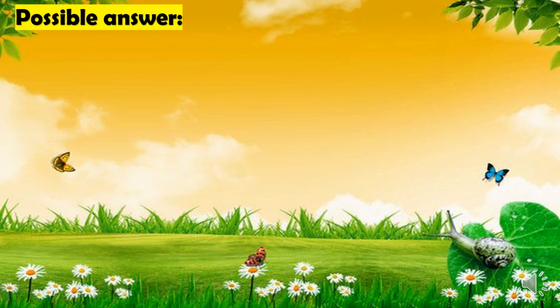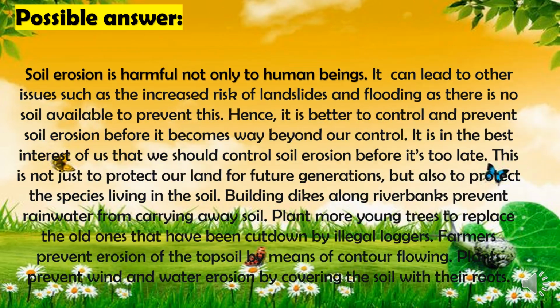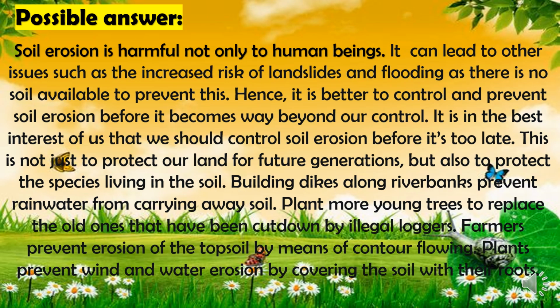And here is my possible answer. Soil erosion is harmful not only to human beings, it can lead to other issues such as the increased risk of landslide and flooding as there is no soil available to prevent this. Hence, it is better to control and prevent soil erosion before it becomes way beyond our control. It is in the best interest of us that we should control soil erosion before it's too late.